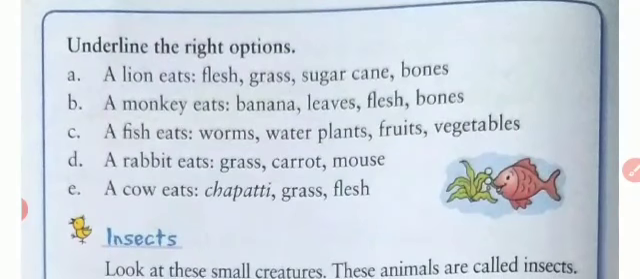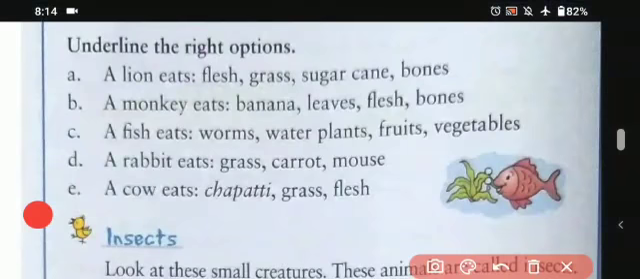Here is some exercise we will be doing. Underline the right option. So there is a lion. What does a lion eat? A lion is a meat eating animal and he lives in the jungle. He eats flesh and bones. He doesn't eat grass and he doesn't eat sugarcane.